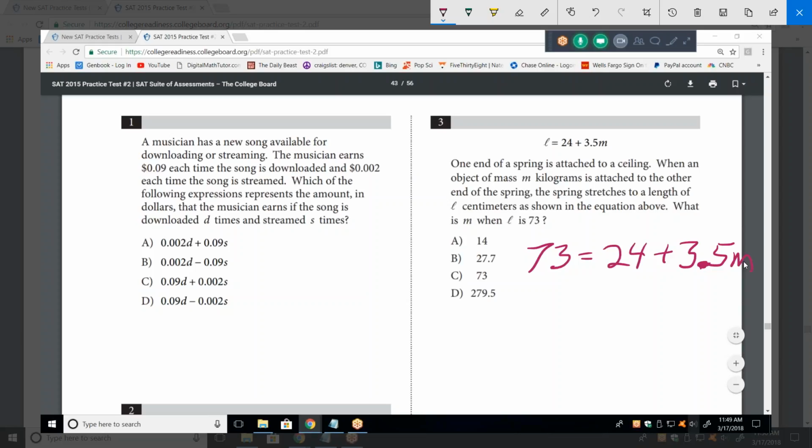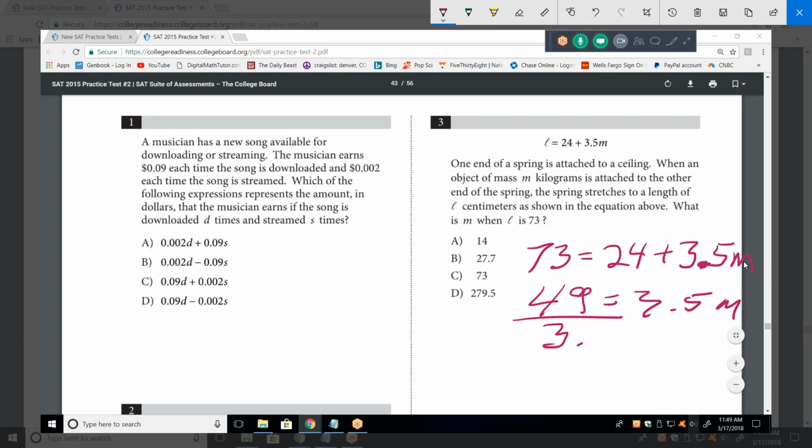This is the calculator portion, so you can use your calculator here, and it actually will help on this problem. You still have to know how to solve an equation. What's the first step of solving this equation? Subtract 24 from both sides. Okay, so that gives you this. And the next step? So then you have 49 is equal to 3.5 m, and then divide by 3.5 on each side.